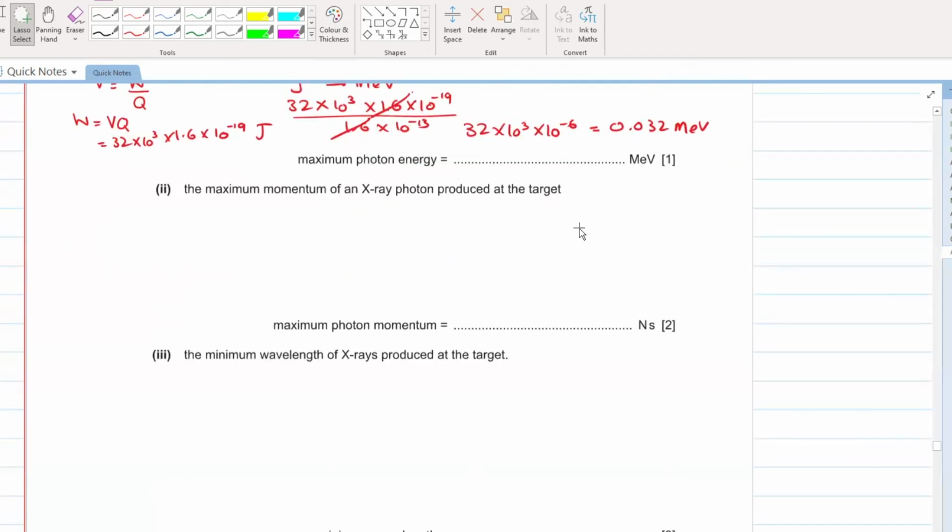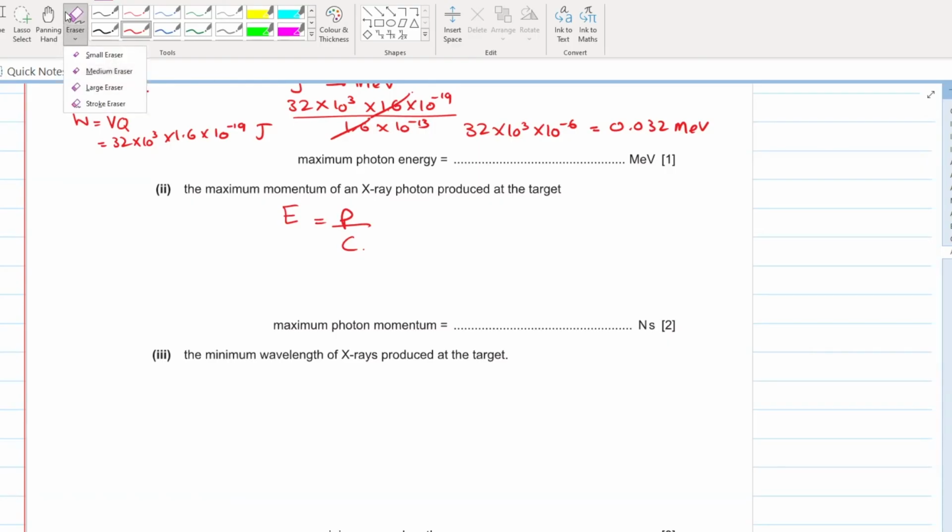The maximum momentum of an X-ray photon produced at the target. Okay, so we know that energy is equal to momentum times the speed of light. Sorry, my bad. Momentum is equal to energy over the speed of light. What is the energy? 0.032 mega electron volt. What is the speed of light? 3 into 10 raised to the power of 8.